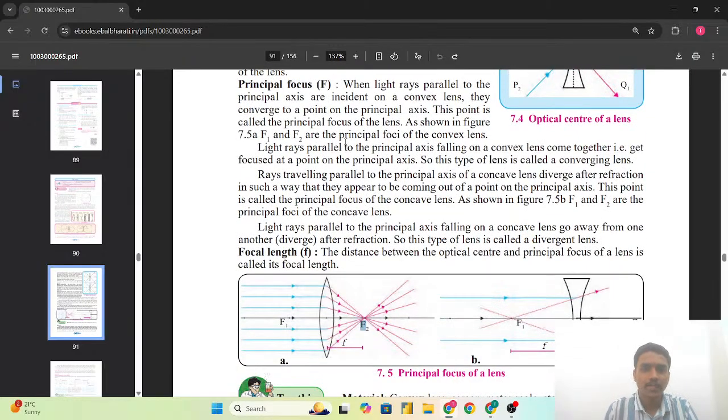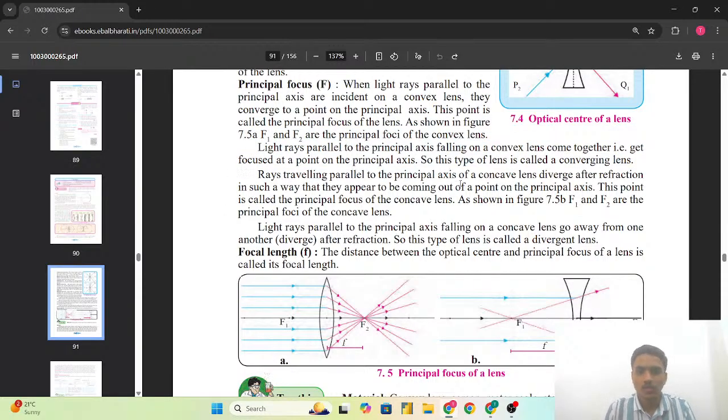नेक्स्ट है F1 एंड F2 आर द प्रिंसिपल फोकाई ऑफ द कॉन्वेक्स लेंस. यहाँ पर F1 और F2 जो है वो कॉन्वेक्स लेंस के प्रिंसिपल फोकाई हैं. Light rays parallel to the principal axis falling on a convex lens come together, that is get focused at a point on the principal axis. So this type of lens is called a converging lens. मतलब convex lens जो है that we call a converging lens.